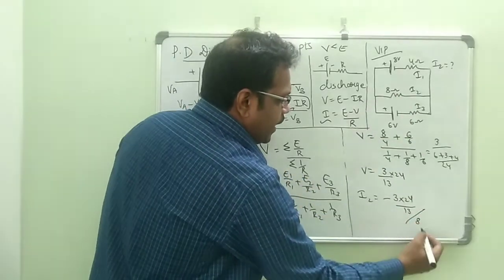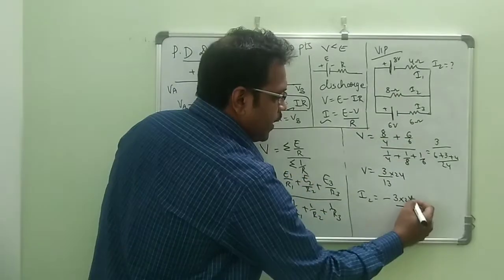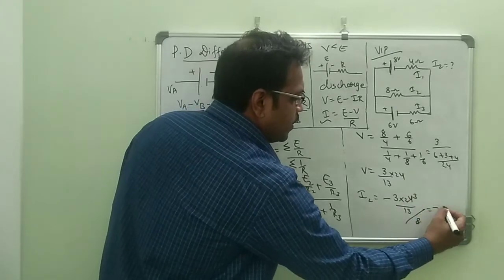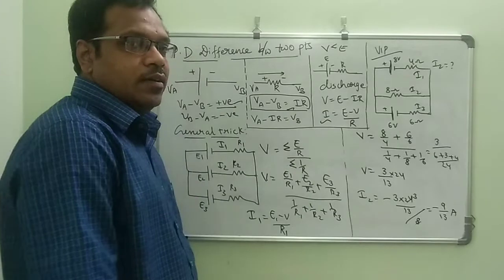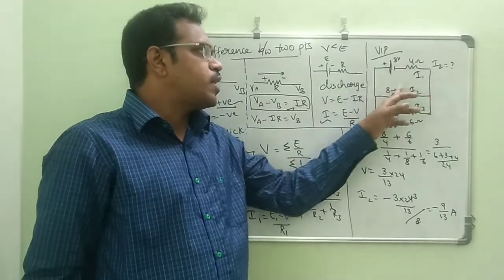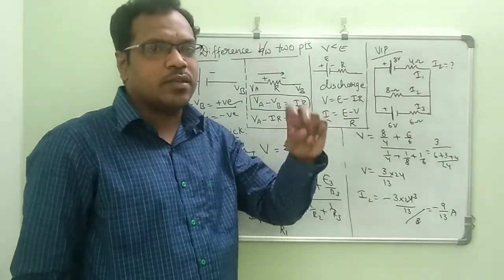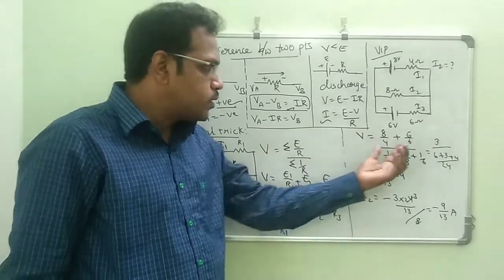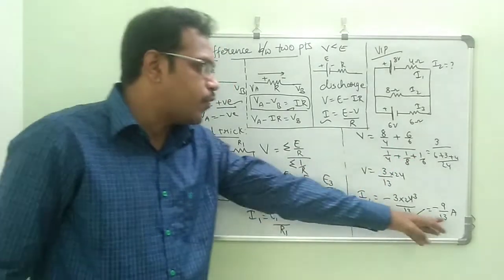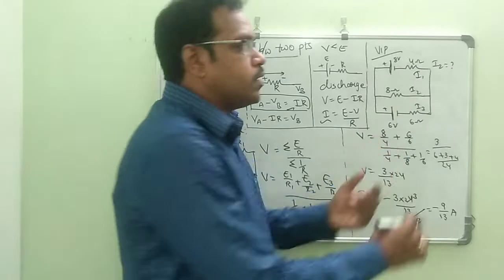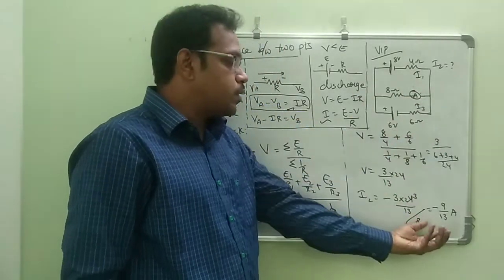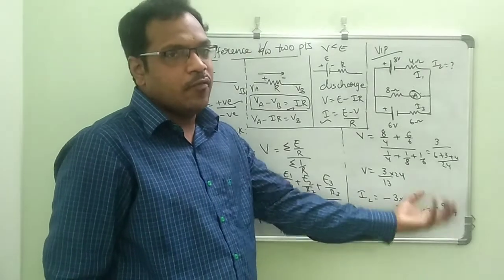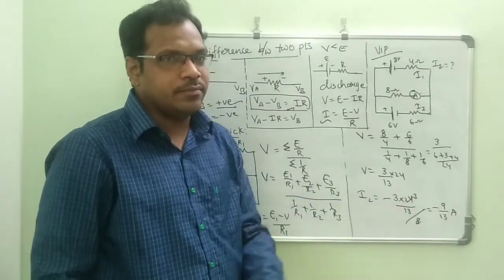What is this one? 8. So when you solve this one, 8 3s are... so minus 9 by 13 ampere. So very easily, no need to calculate what is I1, what is I2, taking two equations and solving that one. Just simply by using this trick, we can easily find out which branch current. Sometimes they'll keep an ammeter here, what is the ammeter reading in that. Like that, we can easily find the current.